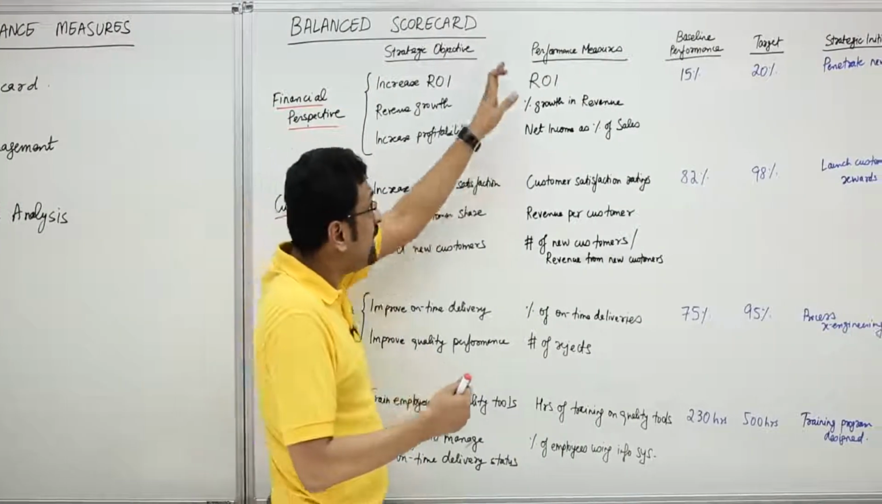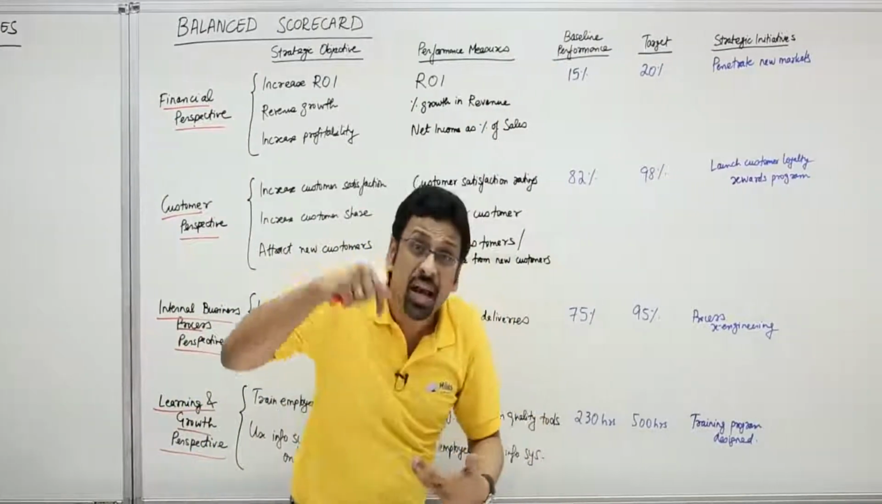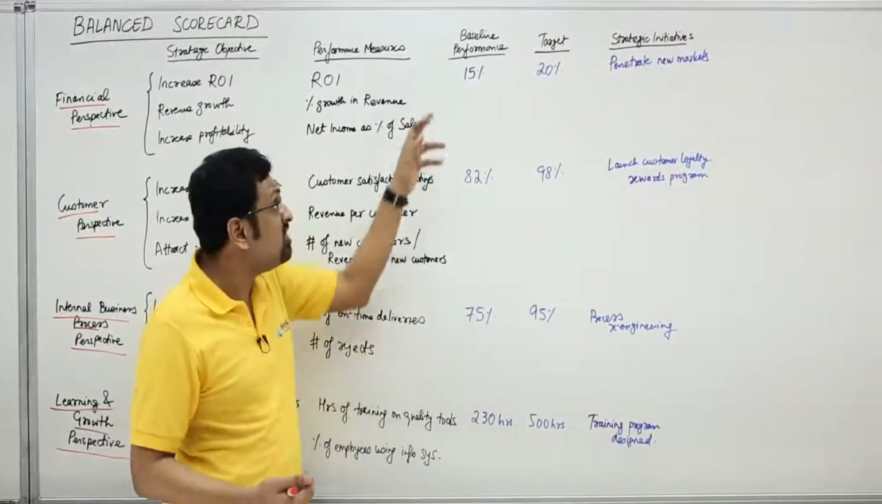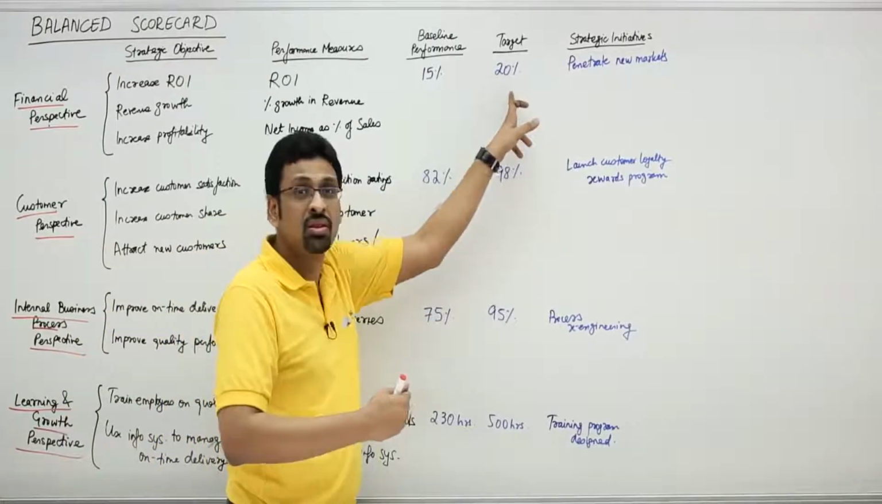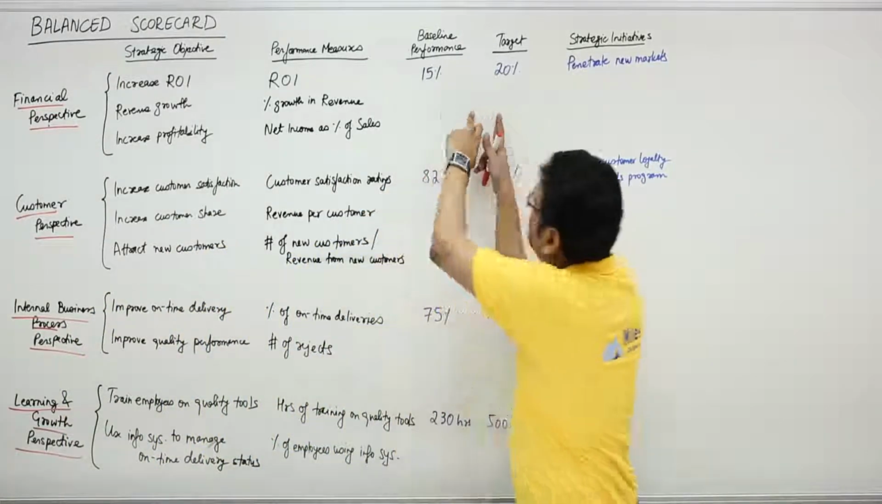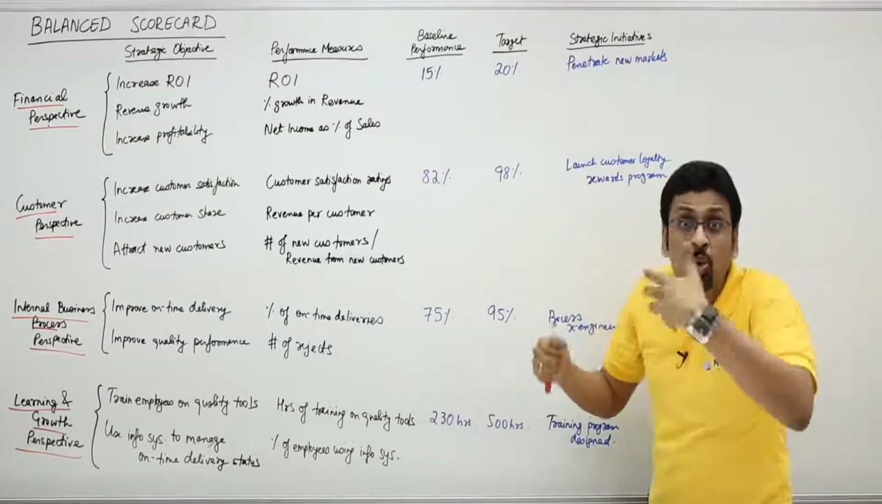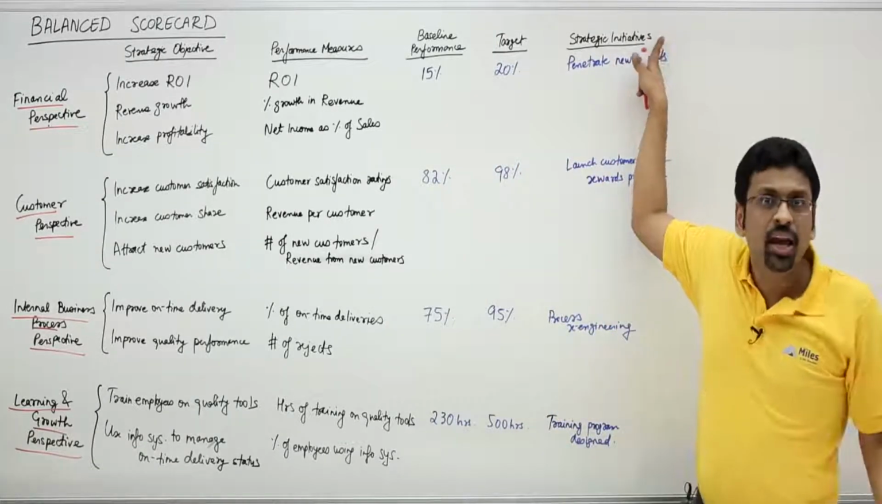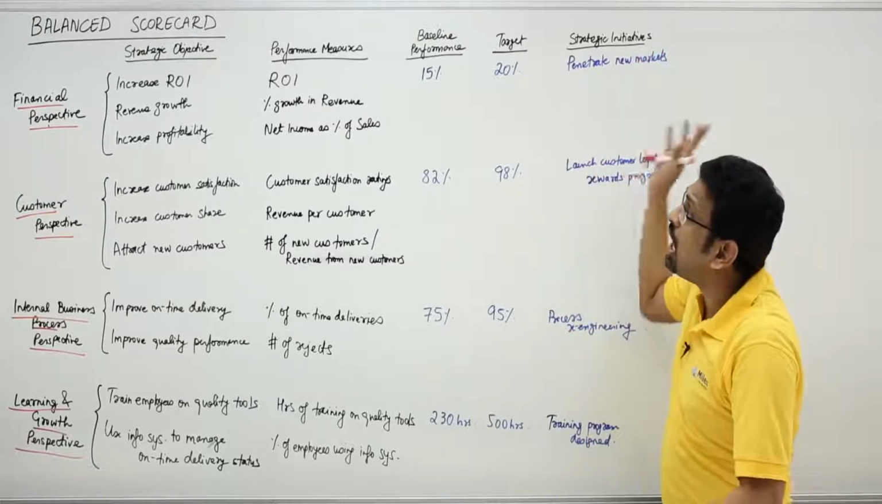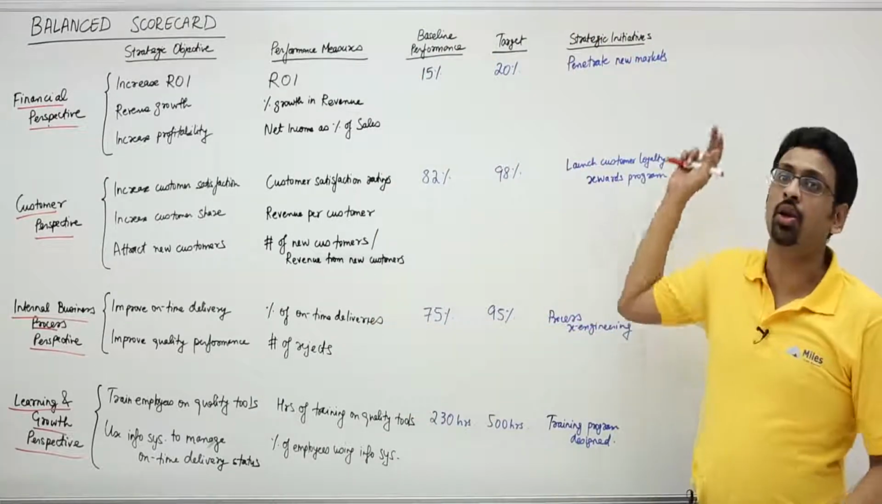So we're going to have baseline performance, which is the current performance of the entity. And then we're going to have targets. Now, there's going to be a difference between the current performance and the target. And to achieve the targets, do we have any strategic initiatives? So that is how your balanced scorecard looks.